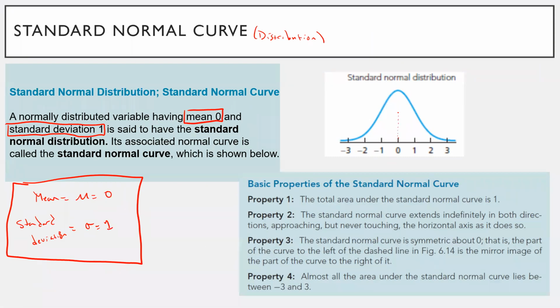So this is what the standard normal distribution looks like. It's centered at 0, and then it has standard deviations of 1. So if you had 1, 2, 3, -1, -2, -3. And then it has literally the same properties of the normal curve. It has the exact same properties as the normal curve, okay?